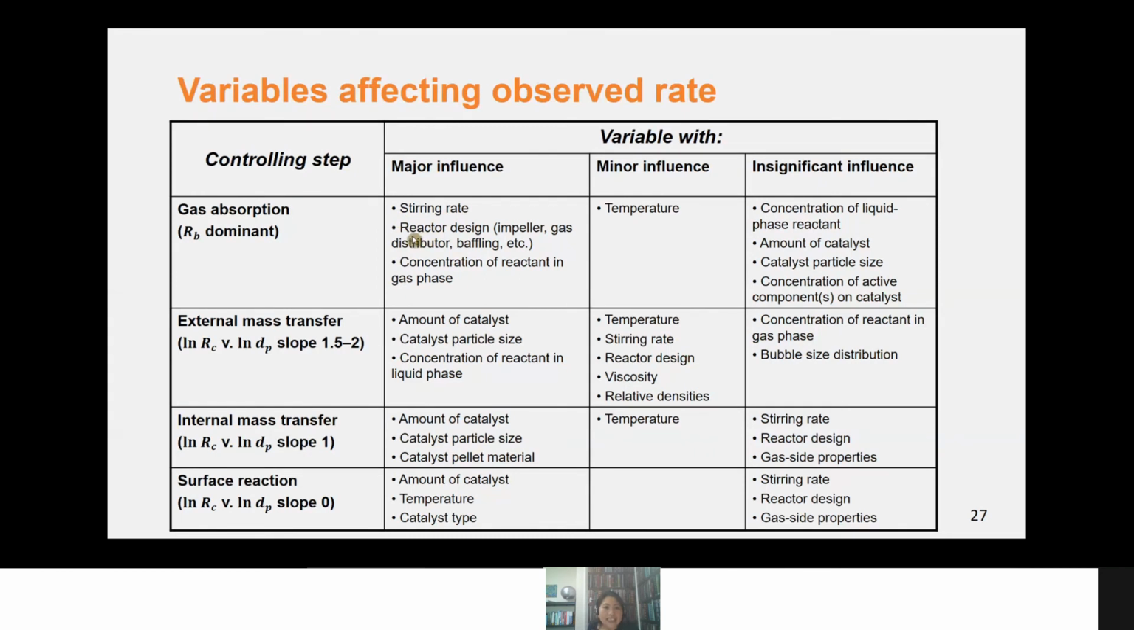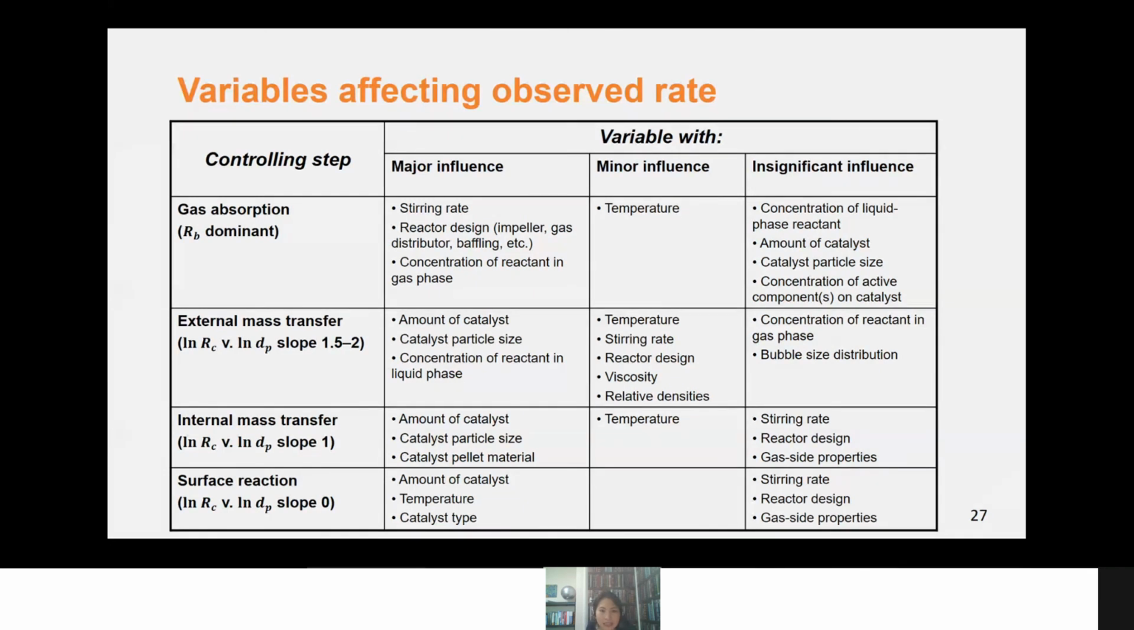So the reactor design can also be changed to improve gas absorption. For example, changing the impeller type can improve the mixing in the tank. You can tweak the gas distributor to change the size of the bubbles, and other design features that can improve mixing and prevent dead zones.